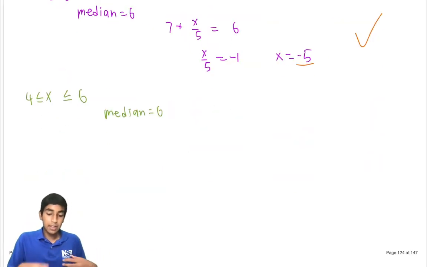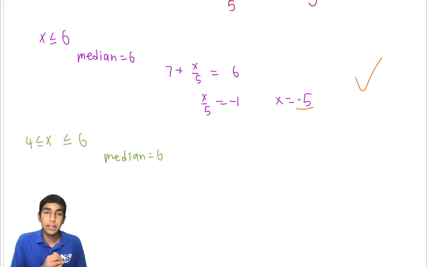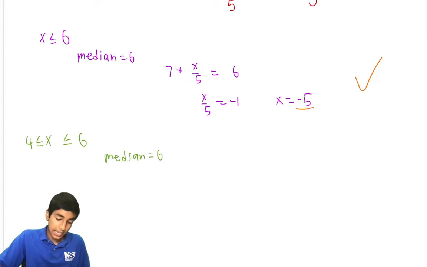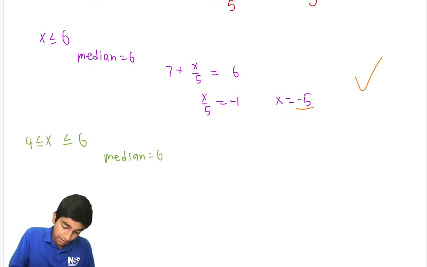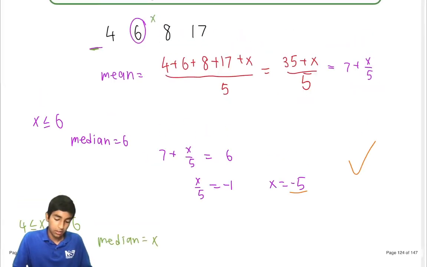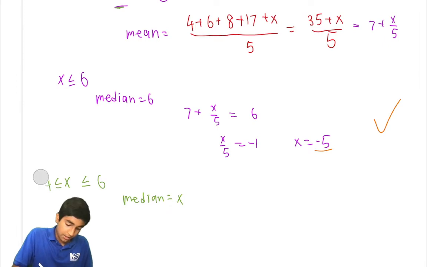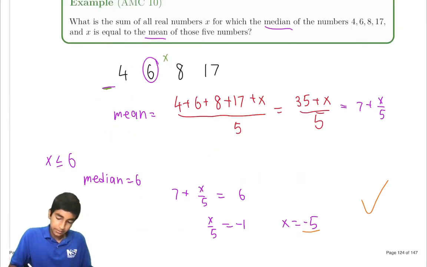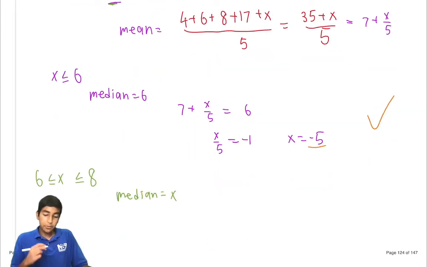In both of these cases, it has the same value, because in the second case the median is equal to x. So when x is equal to 6, then these medians will be the same anyways. So I'm just going to include it as part of this case. I meant to say x is more than 6 and less than 8. So then the median will be x.